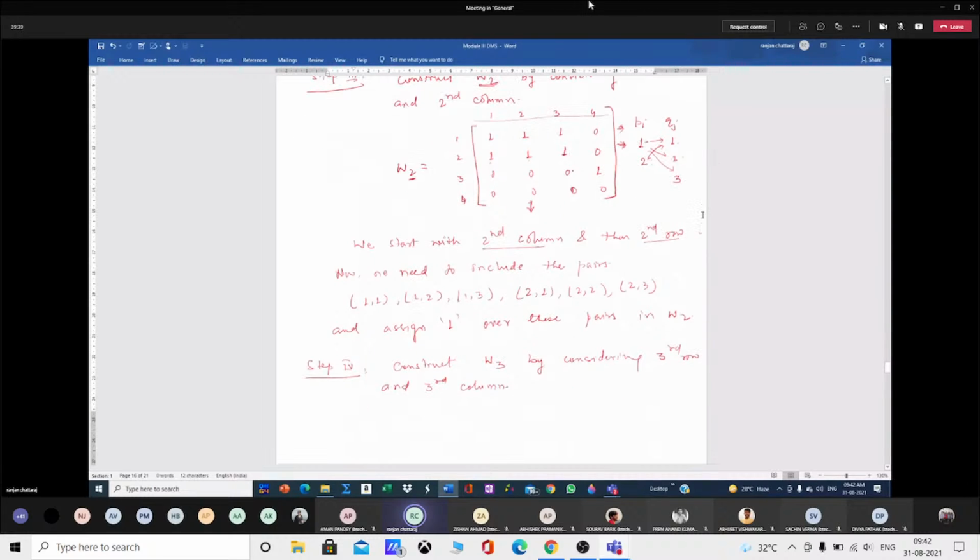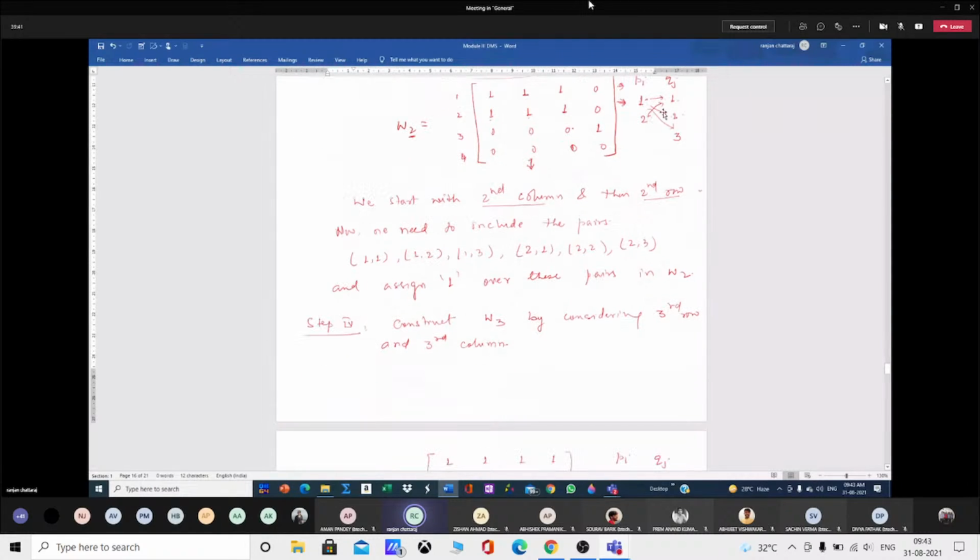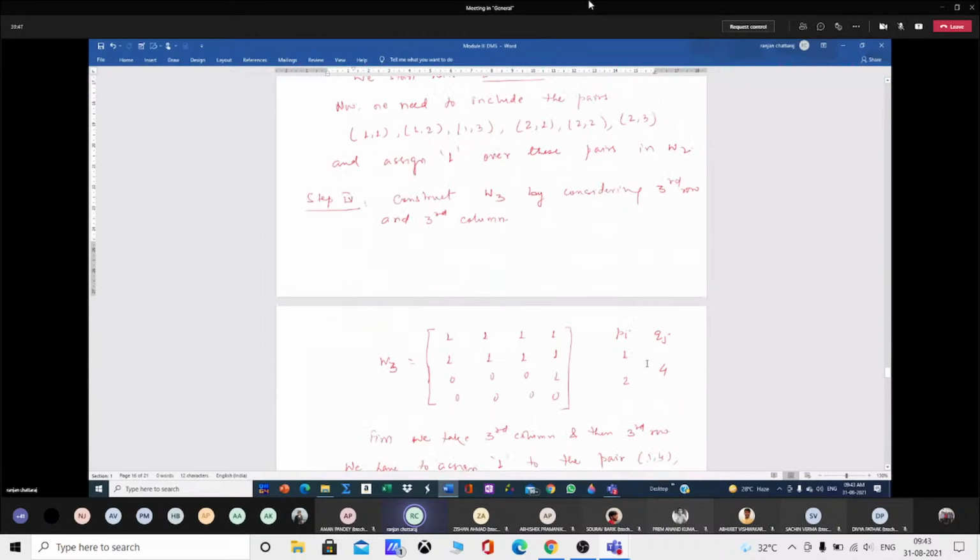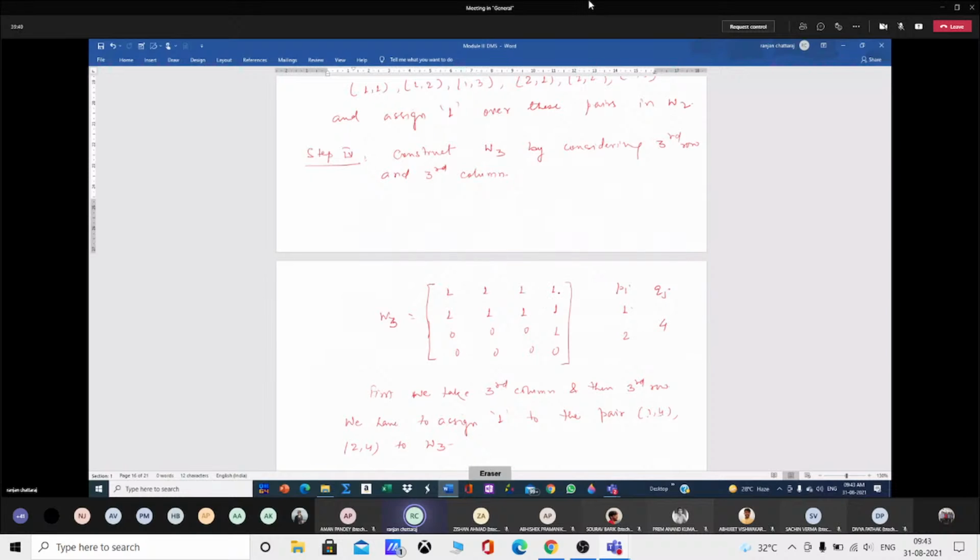In W3, here we have the first three rows and columns, and then this one. Next you construct W3 by considering only these entries. Now here we consider the third row and the third column of W3.